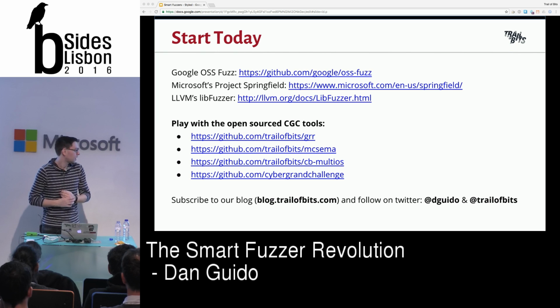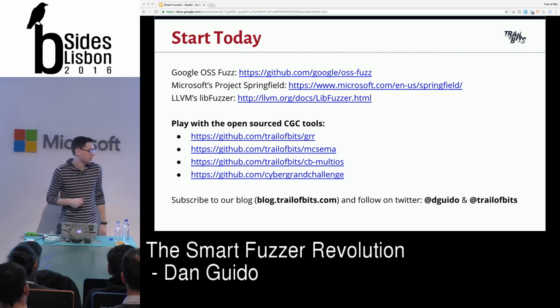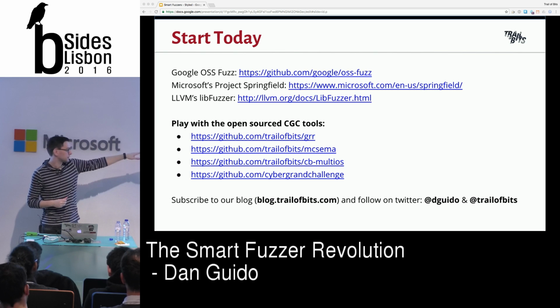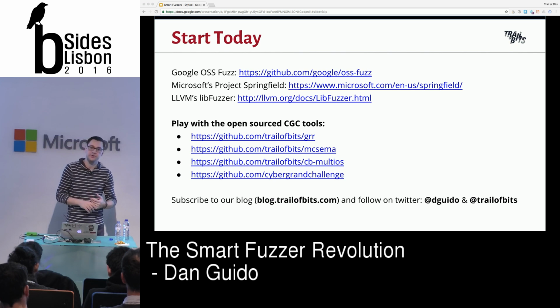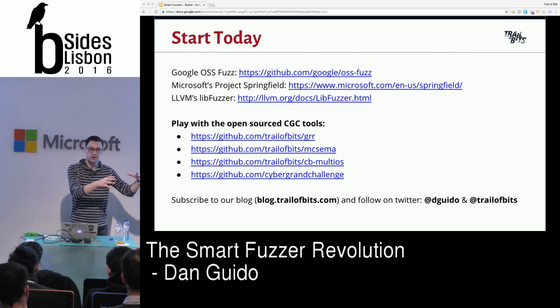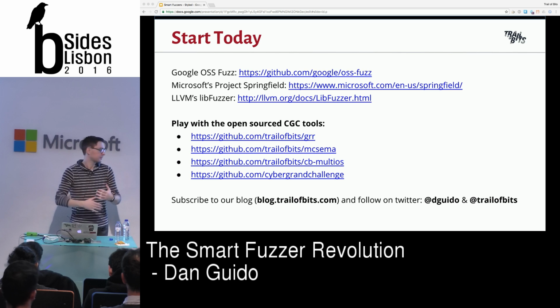and I'd strongly recommend checking it out. Trail of Bits, my company, has released many tools that we used during the Cyber Grand Challenge, including the CB multi-OS, that's challenge binaries, multiple operating systems. GRR is our fuzzer that wraps Radamsa in a dynamic binary tracing engine. McSema is what allowed us to operate on binaries. We could take binaries, lift them back to LLVM IR, and then use all of the LLVM-based tools on that code.